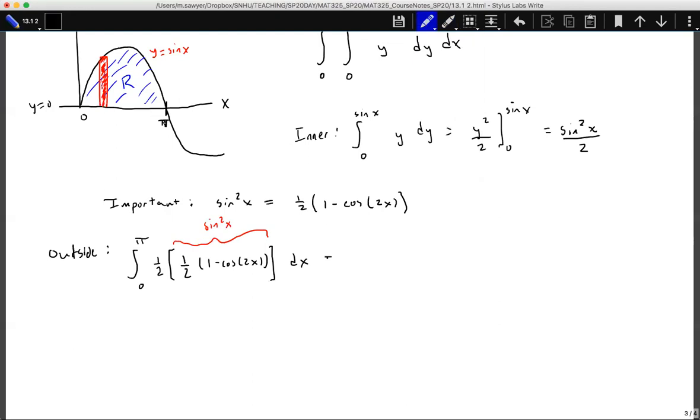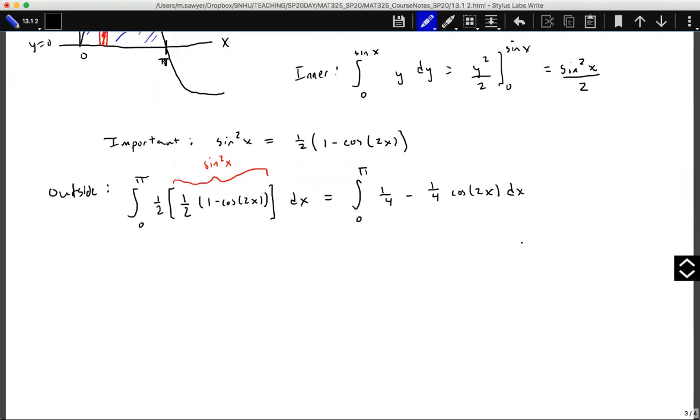So let's clean this up a little bit. We get from 0 to pi of 1/4 minus 1/4 cosine of 2x dx. This is an easy function to integrate. The first piece we have is 1/4 x, evaluated from 0 to pi. The second piece, we can pull out the 1/4, integral from 0 to pi of cosine of 2x dx.